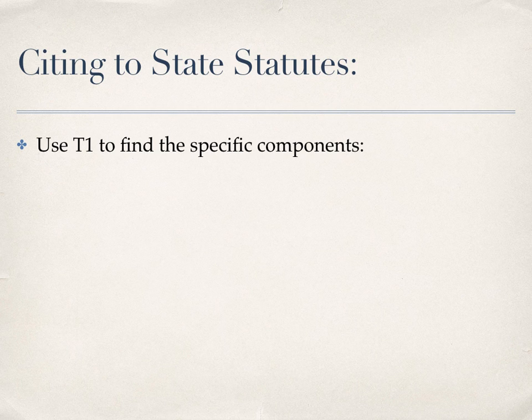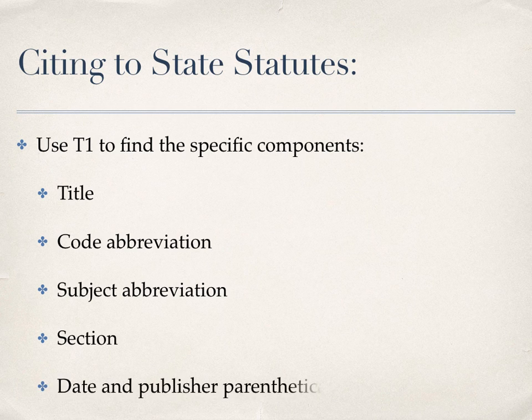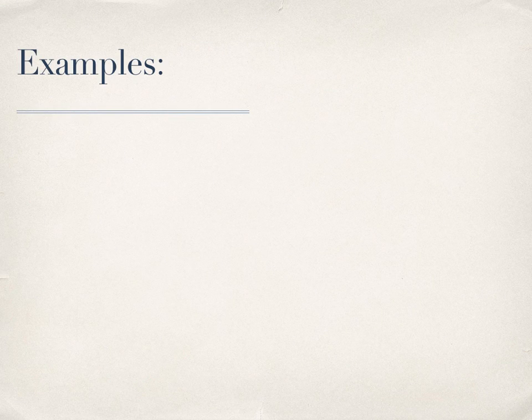In general, components of state statutes are going to include things like the title, the code abbreviation, maybe a subject abbreviation, section information, and a date and publisher parenthetical. So in many respects, it has a lot of the same basic components as a federal statute, though their formats are going to vary widely from jurisdiction to jurisdiction. Let's take a look at a couple examples.